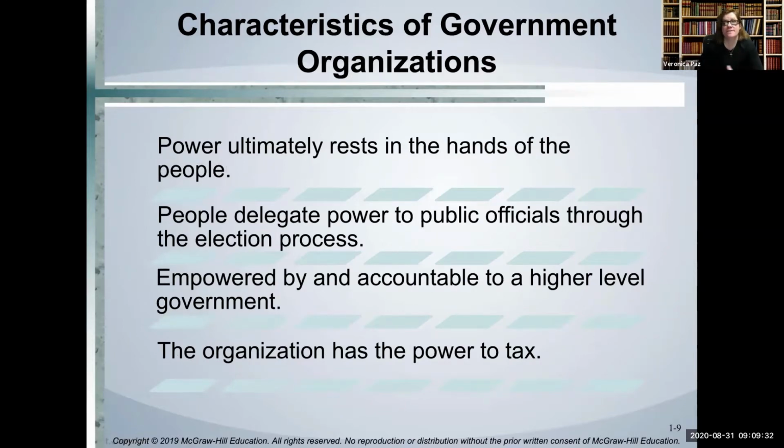The citizens have the power, and people delegate that power to public officials through the election process, which we will be doing again in November. They are empowered by and accountable to a higher level of government, and the organization has the power to tax. That's how they generate revenues. So make sure you know that.